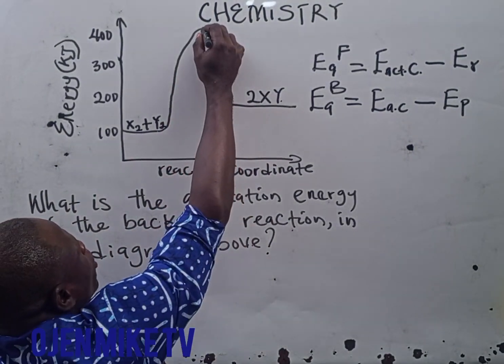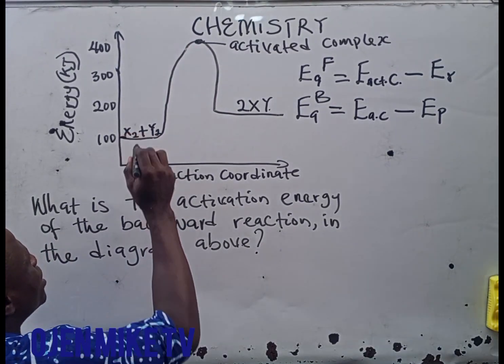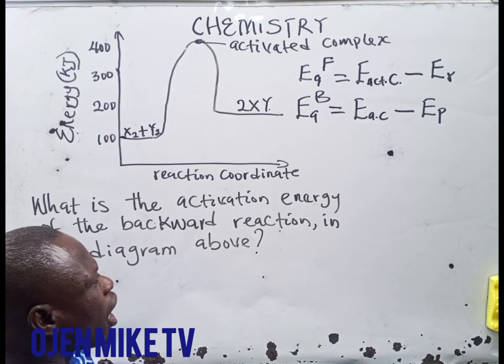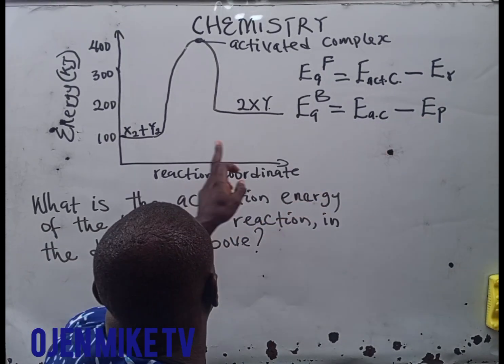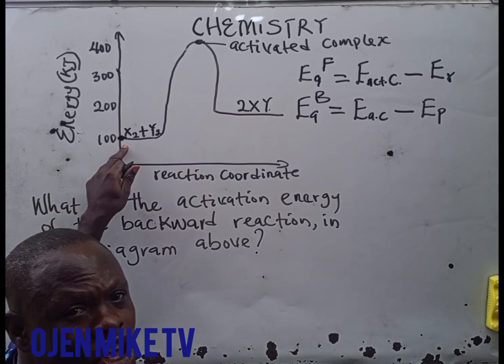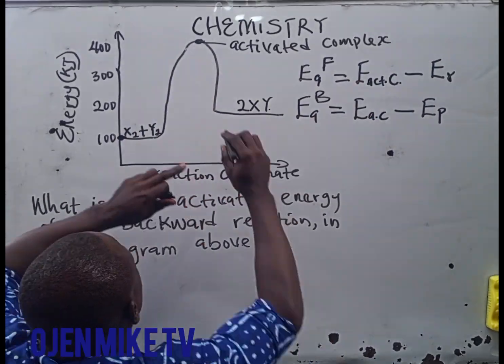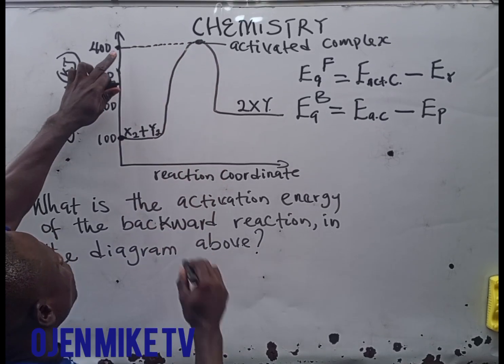The highest point here, do you understand? Now the minimum point here, this is where the reaction takes place. Now we are asked to calculate the one of the product. Look at this one, it is the one of the reactant. If we are asked to calculate the one of forward, we would just trace this one, and the energy we get is 400.